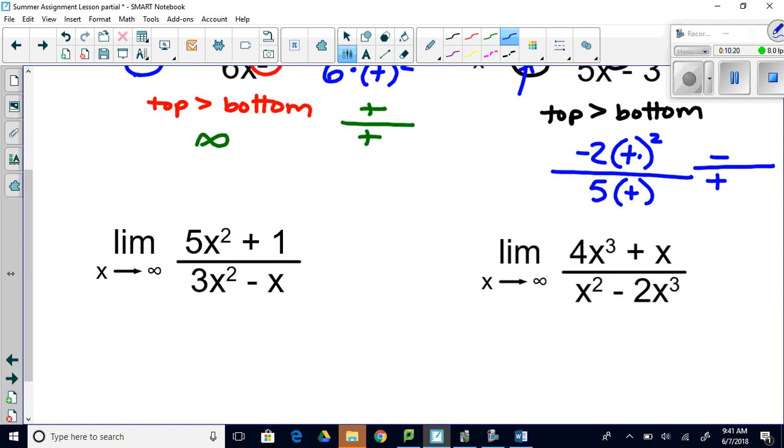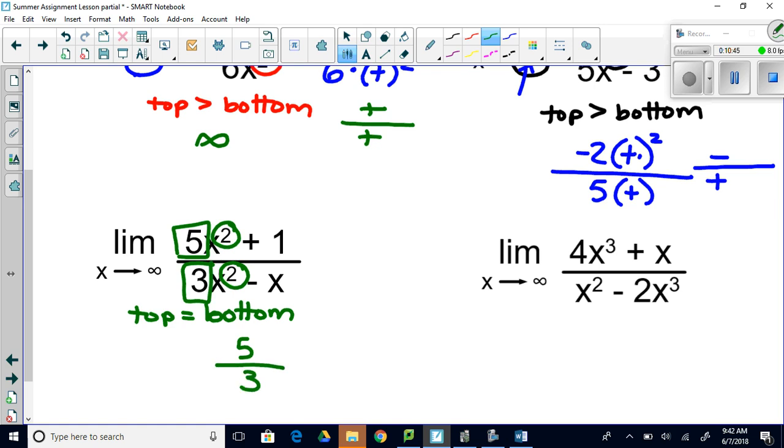All right, so in our next situation, the biggest exponent on top is 2, and the biggest exponent on the bottom is 2. And according to our rules, when the top exponent is the same as the bottom exponent, when their degrees are the same, we divide the leading coefficients. So what number is in front of x squared? 5. What number is in front of x squared? 3. So this limit will be 5 divided by 3.